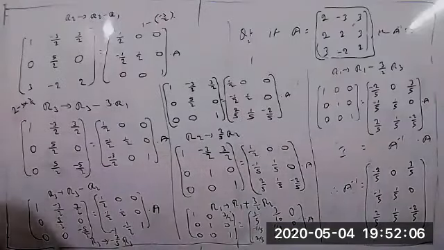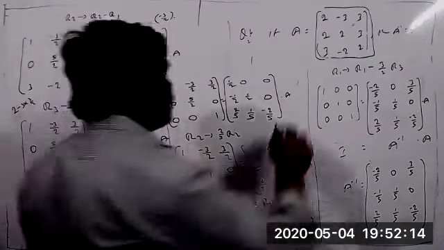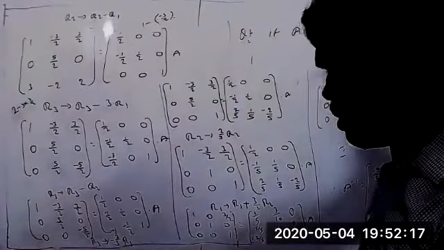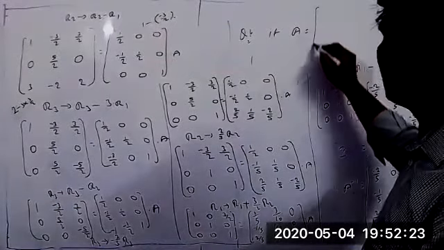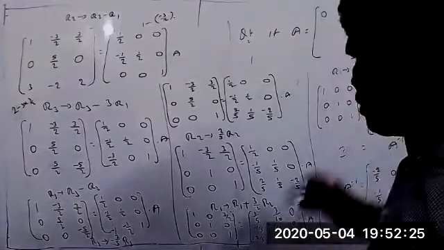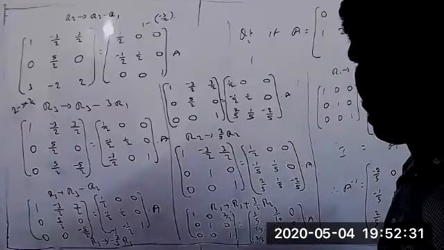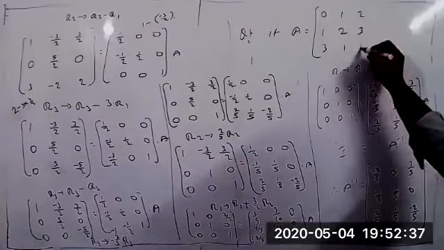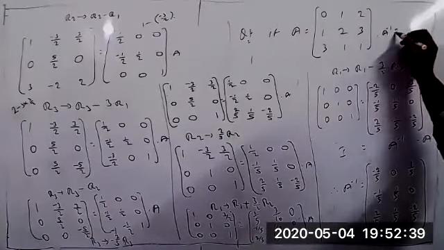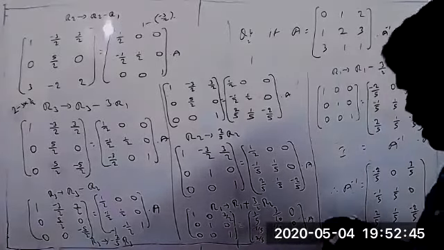One more I can solve. The matrix is 0, 1, 2; 1, 2, 3; 3, 1, 1. Find the inverse of the matrix A by using elementary operations. A inverse equals how much?